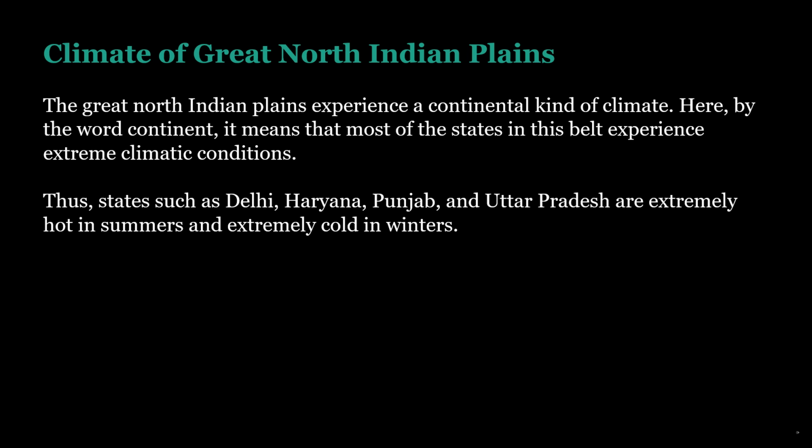Climate of Great North Indian Plains. The Great North Indian Plains experience a continental kind of climate. Here, by the word continental, it means that most of the states in this belt experience extreme climatic conditions. Thus, states such as Delhi, Haryana, Punjab, and Uttar Pradesh are extremely hot in summers and extremely cold in winters.